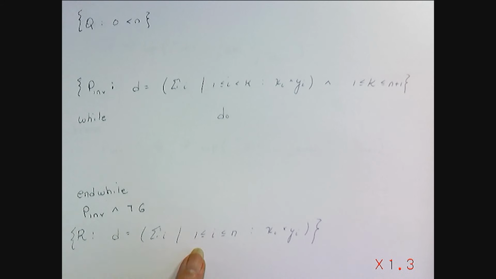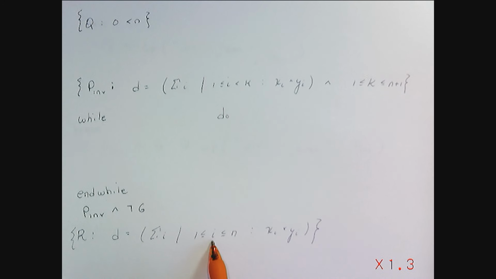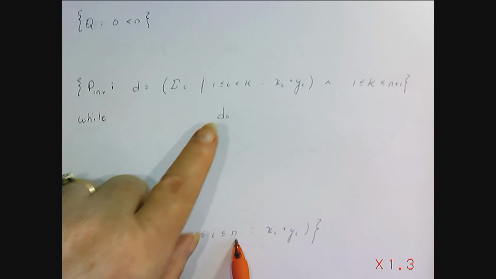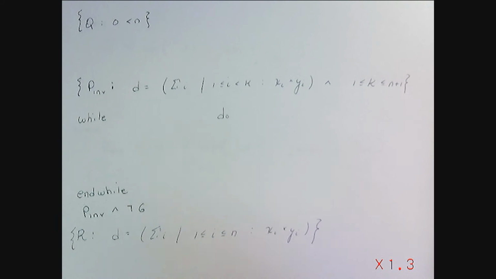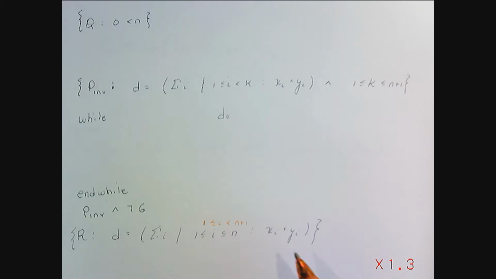Notice they're not exactly in the same form, in that the range for the invariant was that i was between 1 but less than k, and for the postcondition it was i greater than or equal to 1 and less than or equal to n. I want them to be a little bit more aligned, so I'm going to write the postcondition as 1 is less than or equal to i is strictly less than n plus 1, because being less than n plus 1 is the same as being less than or equal to n if we're dealing with integers.